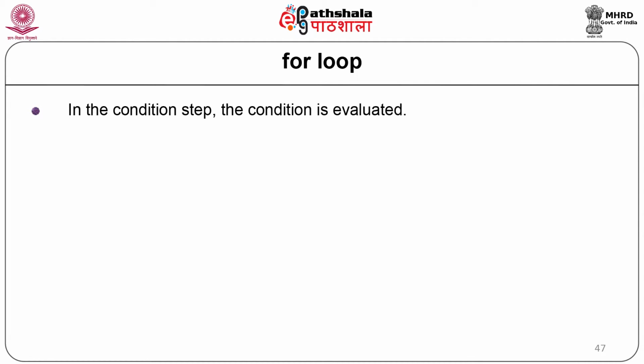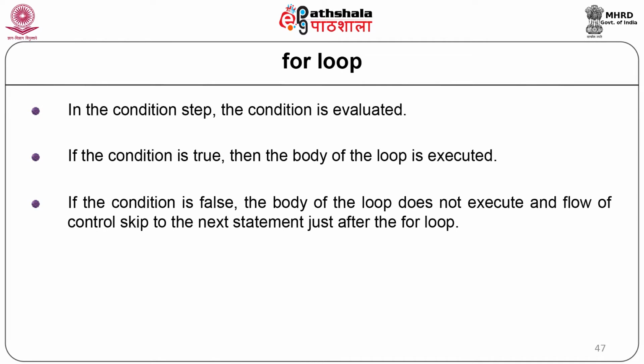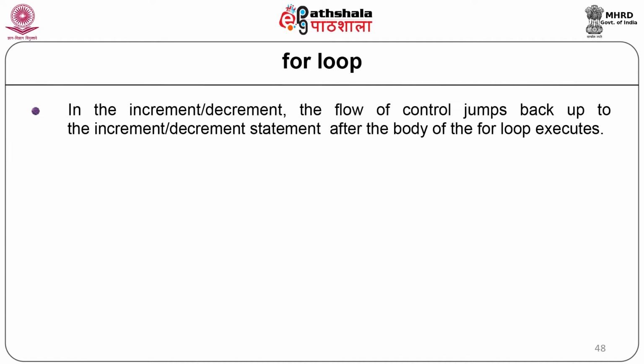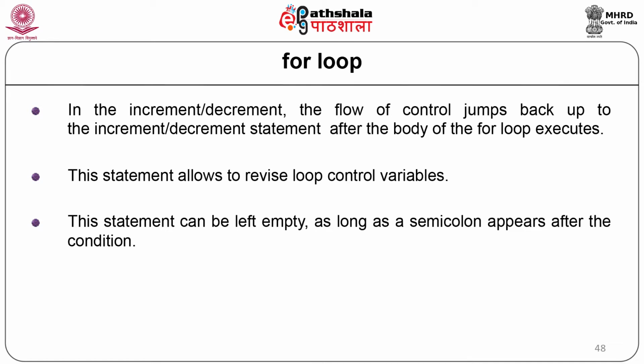Next, the condition is evaluated. If the condition is true, then the body of the loop is executed. If the condition is false, the body of the loop does not execute and the flow of control skips to the next statement just after the for loop. Increment or decrement: the flow of control jumps back up to the increment or decrement statement after the body of the loop executes. This statement allows you to update loop control variables. It can be left empty as long as a semicolon appears after the condition.